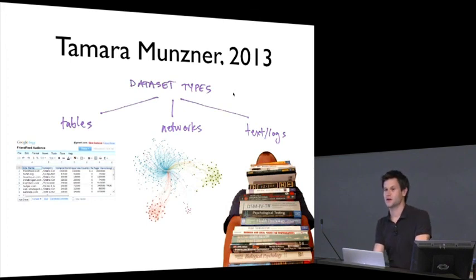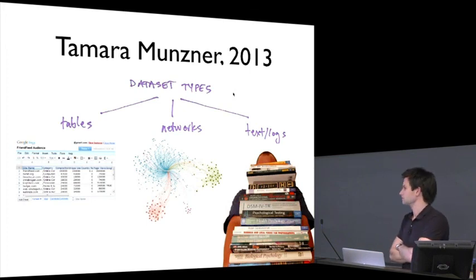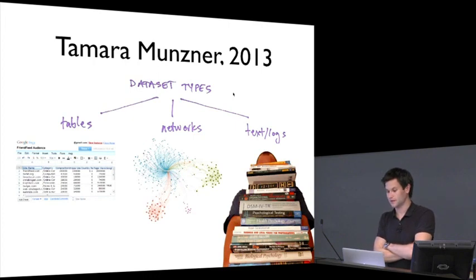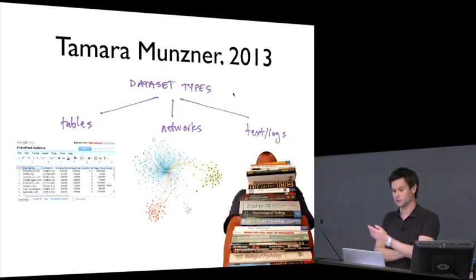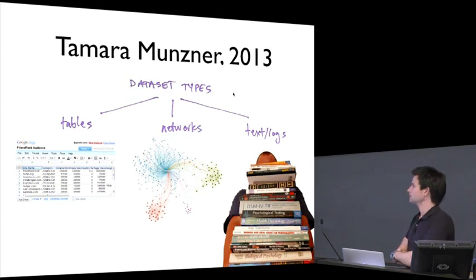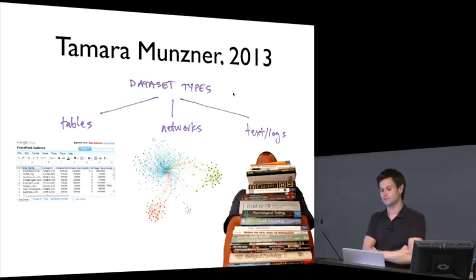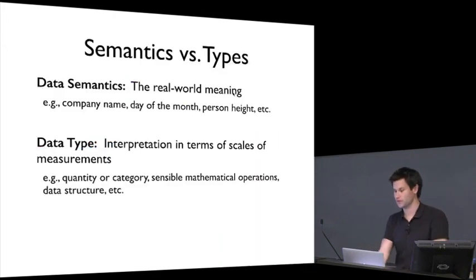Later, Tamara Munzner, who is a professor in Canada, said that you have three different classes. You have tables, and tables would include 1D data, 2D data, 3D data, and could also be a time series dataset. Then we have networks, which would be your friends network, and text and logs. And that's a kind of data that gets more and more important with the web, of course.